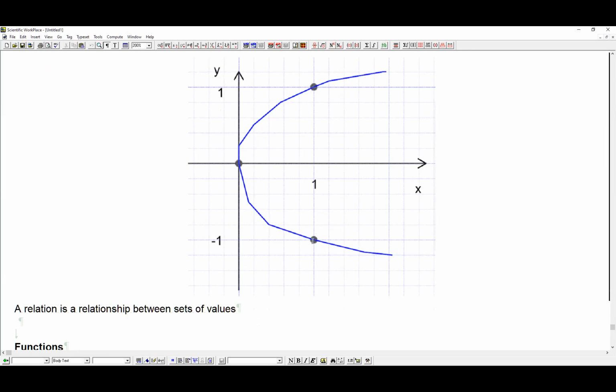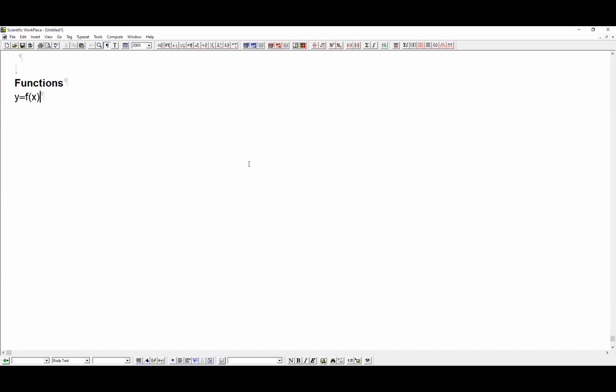points are not matching the definition that I've just said. What's special about a function is that for each value of x corresponds at most one value of y in the relation. So let's see, a relation such that for each x corresponds a unique y value.